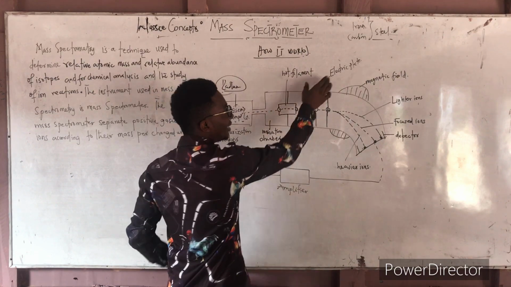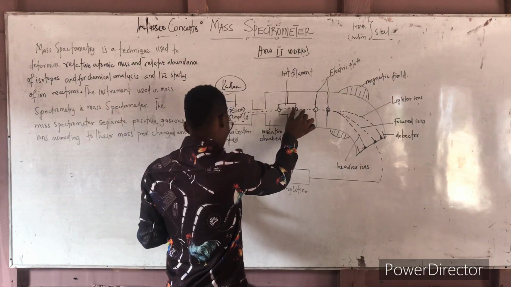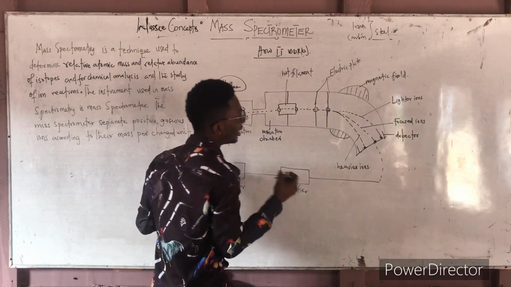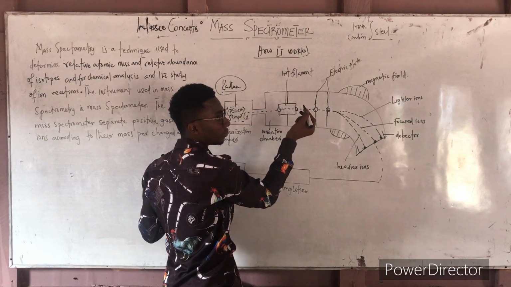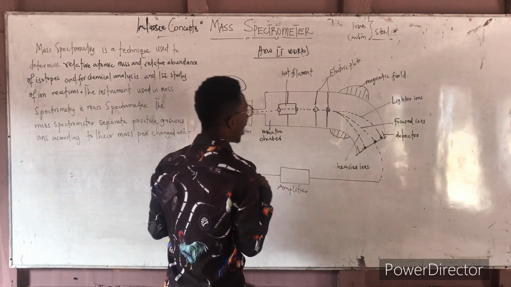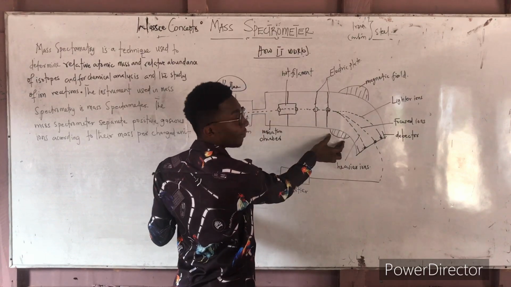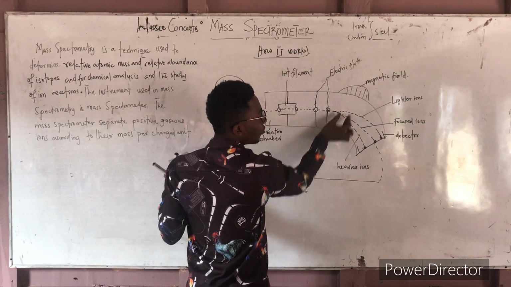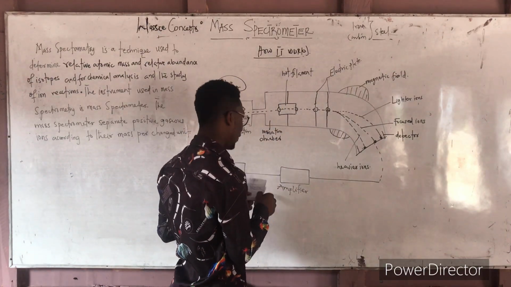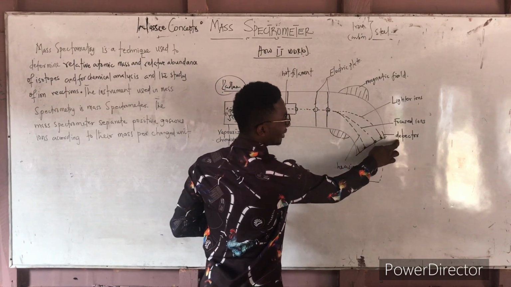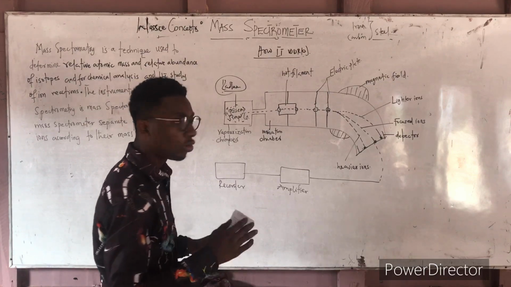The electric plate will attract the ionized sample, because it is now in the form of an ion. When it is attracted by the electric plate, it is accelerated into a magnetic field. The magnetic field will then deflect the ionized sample onto a detector.